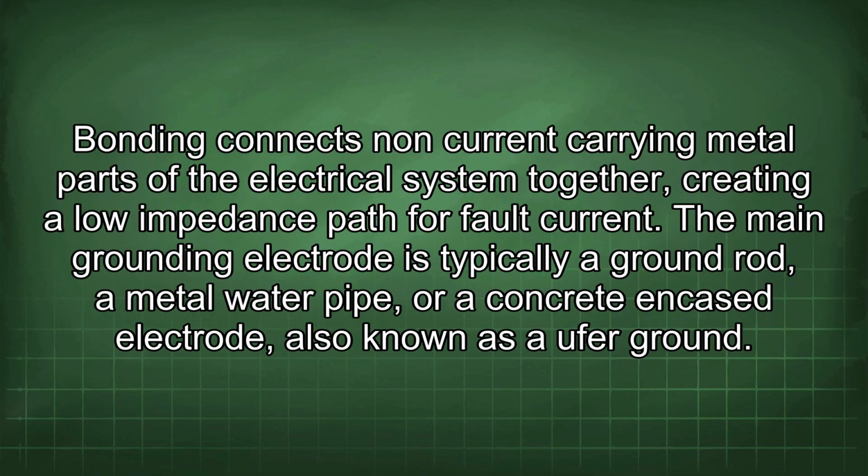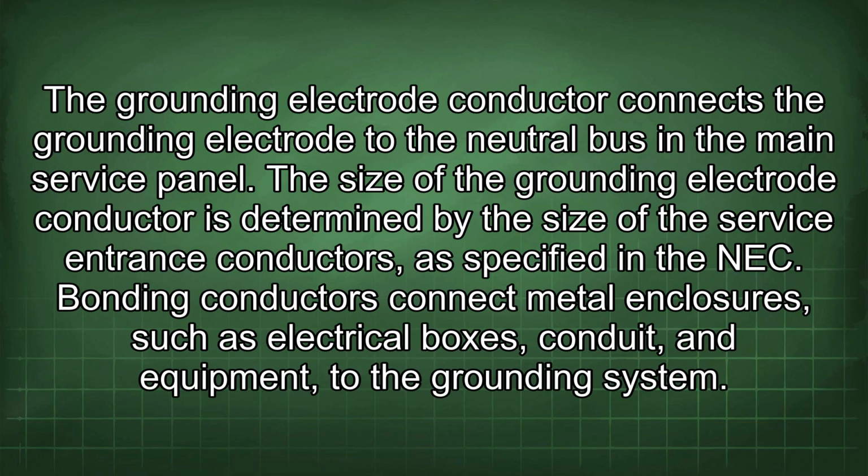Bonding connects non-current carrying metal parts of the electrical system together, creating a low impedance path for fault current. The main grounding electrode is typically a ground rod, a metal water pipe, or a concrete encased electrode, also known as a Ufer ground. The grounding electrode conductor connects the grounding electrode to the neutral bus in the main service panel. The size of the grounding electrode conductor is determined by the size of the service entrance conductors, as specified in the NEC.